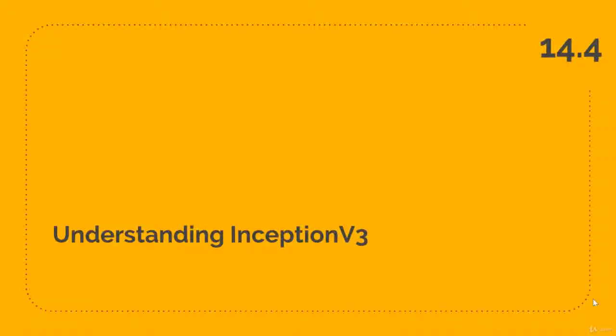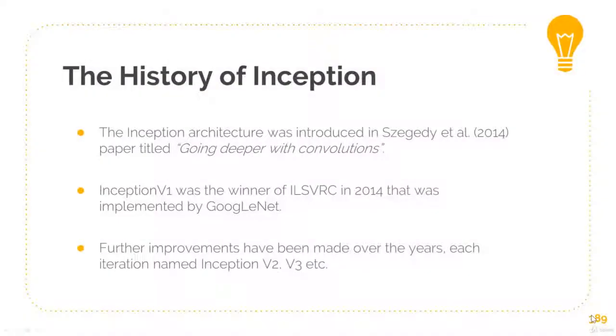Hi, and welcome to chapter 14.4, where we take a look at Inception, or the Inception models. If you're familiar with Inception, the movie, you may be familiar with the Inception model concept. So the Inception architecture was introduced by Szegedy, pronounced it right, hopefully, in 2014 with his paper titled Going Deeper with Convolutions. The Inception model, at least version 1 of it, was the winner of the ILSVRC 2014 competition. The model was actually implemented by GoogLeNet, a Google Research Group team. Since then, further improvements have been made, so we have Inception version 2 and 3.